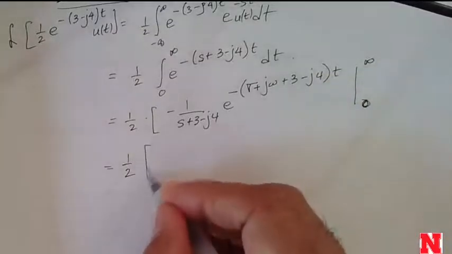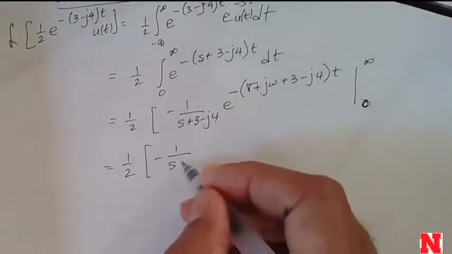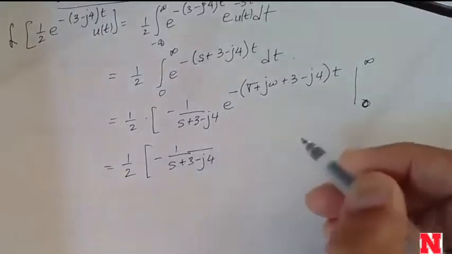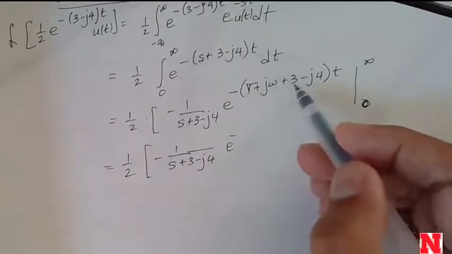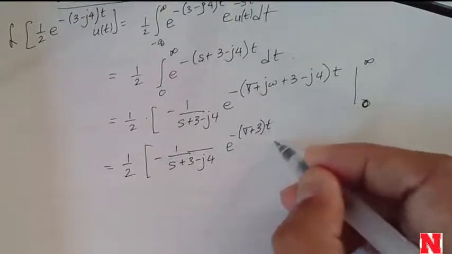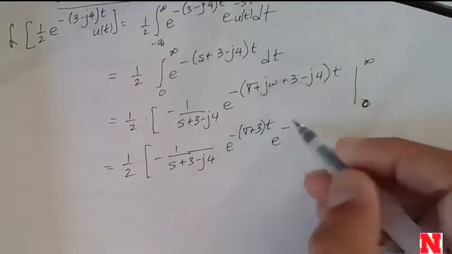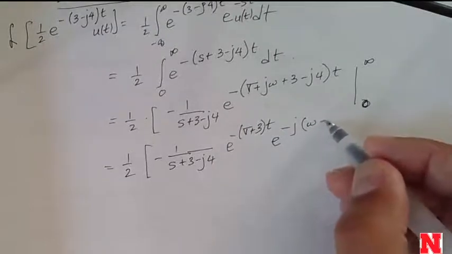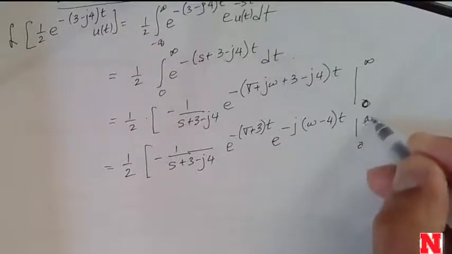So in order to see what that effect is, I'm going to separate out the real and imaginary parts of the exponent. So I've got this. And here I have the real part. I have sigma and 3. So I have sigma plus 3t e to the minus, and I'll take that j out. So I have omega minus 4 t. And I'm going to evaluate between 0 and infinity.